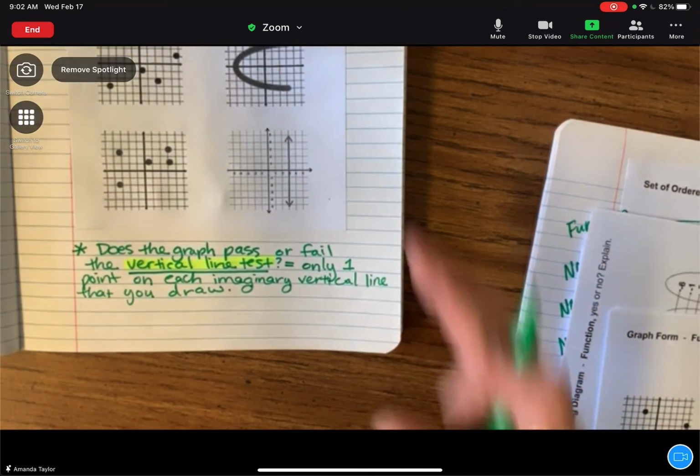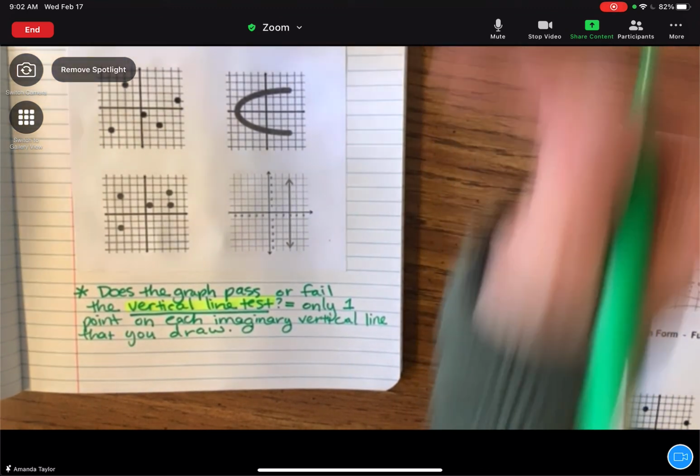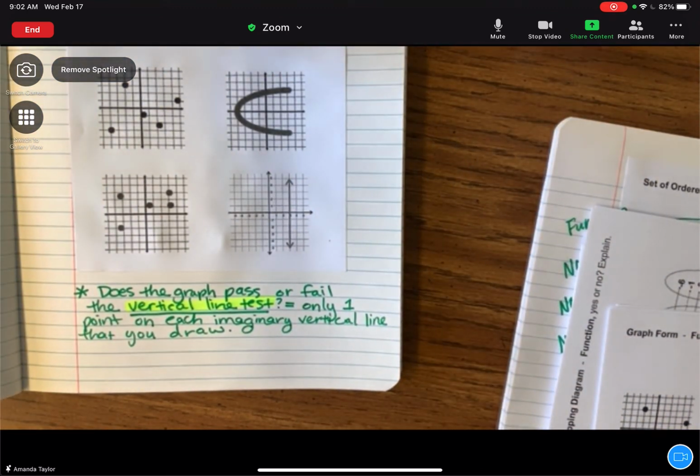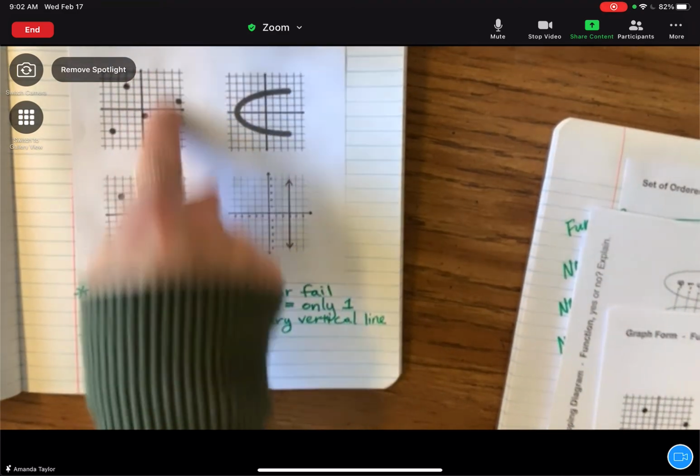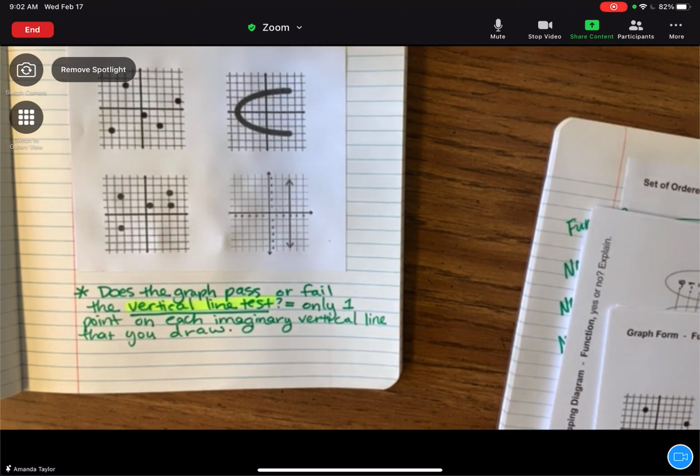Does the graph pass or fail the vertical line test? The vertical line test states that if you draw a bunch of imaginary vertical lines on the graph, boom, boom, boom, straight up and down, you can only have 1 point from the graph on the imaginary vertical line to be considered a function.